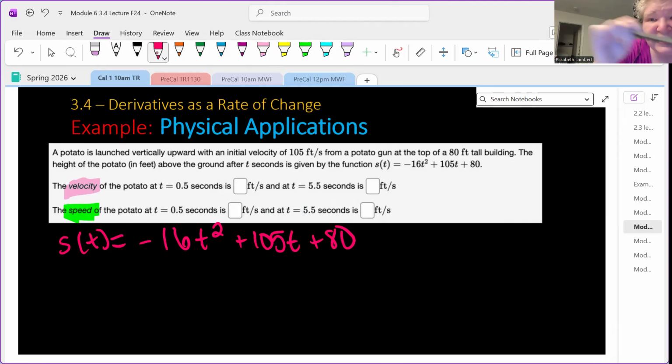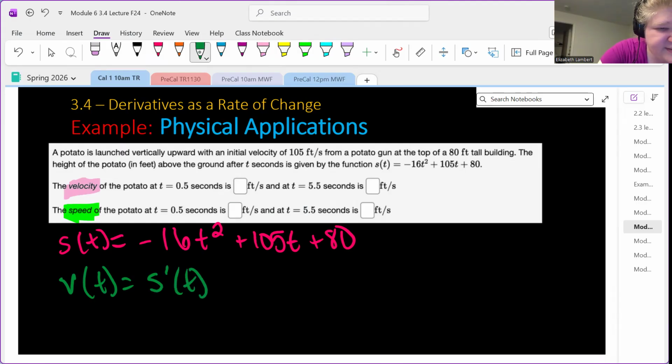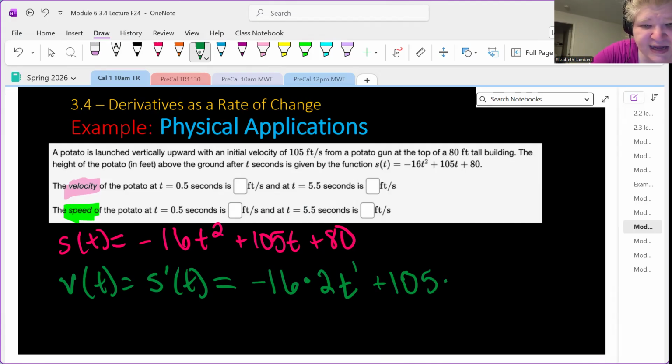Our velocity function is the derivative. So v of t is s prime of t, and now we're going to take our derivative. The derivative of negative 16t squared is negative 16 times the derivative of t squared, which is 2t to the first power, plus then we have 105t, so that's 105 times 1t to the 0 power, plus the derivative of a constant is 0.